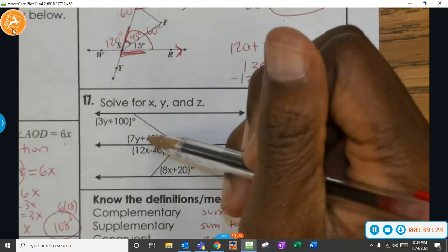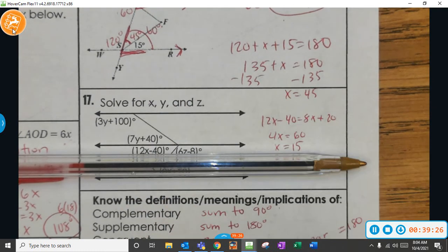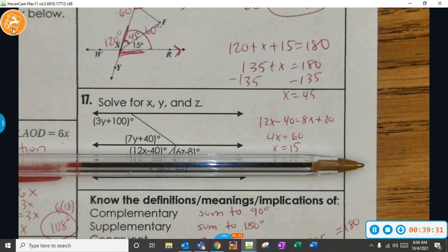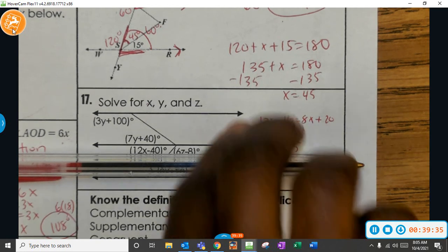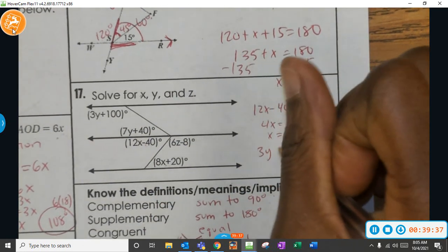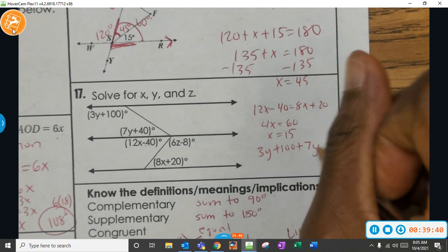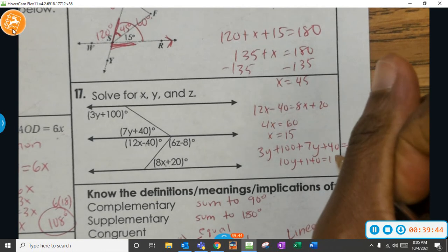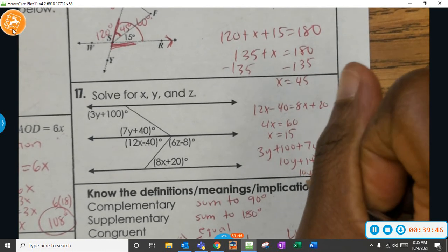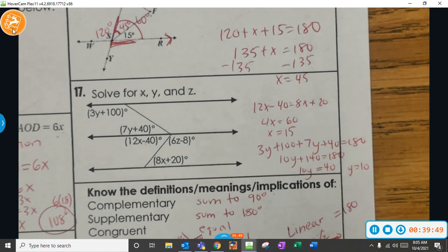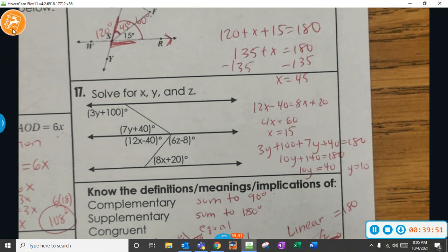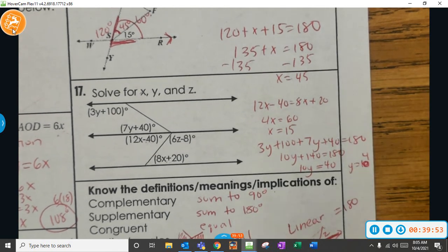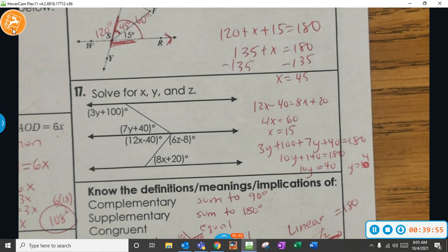For y, these two would be on their transversal. They're both interior inside of the parallel lines, and they're on the same side, so they're same side interior. So since those are same side interior, those would be equal to 180. y equals 4.